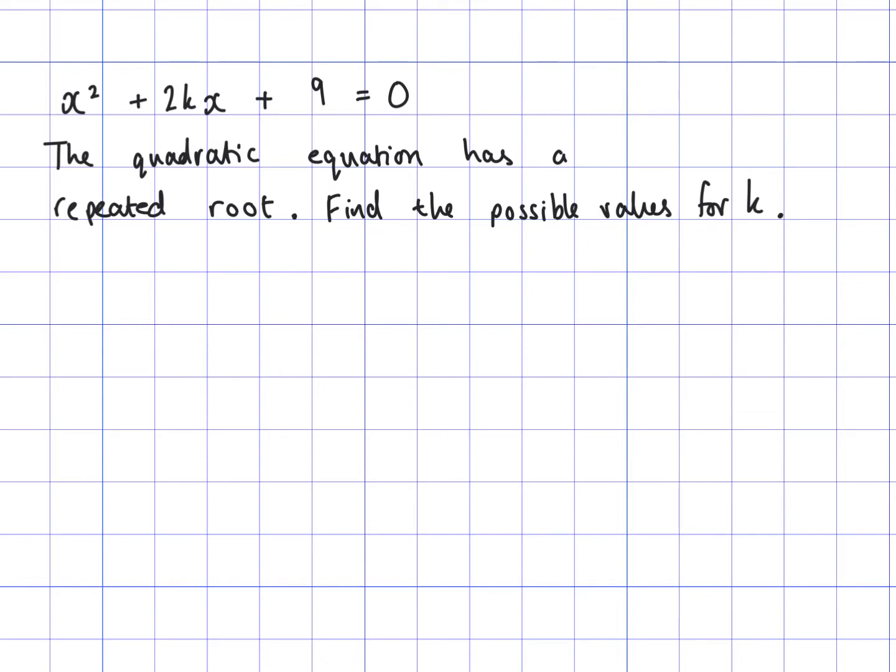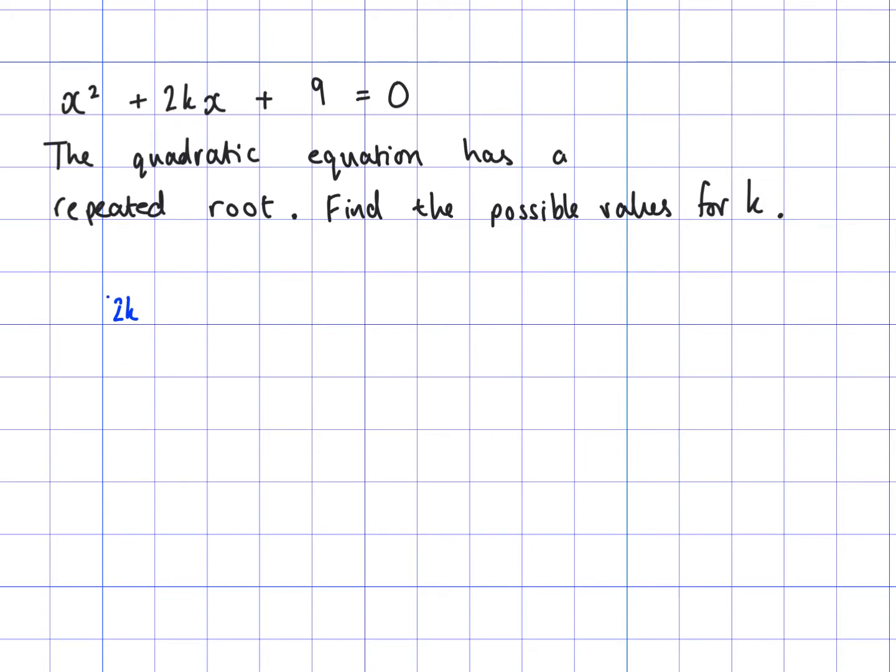So I need to look at the discriminant, see what that gives me here, and set it equal to 0, because that's the case that we're going to get for repeated roots. So let's write that down. So 2k is my b, if you notice. So a would be 1, b would be 2k, and c would be 9.